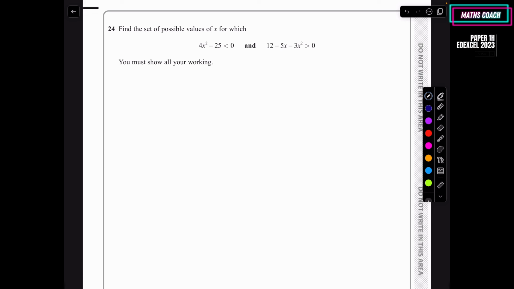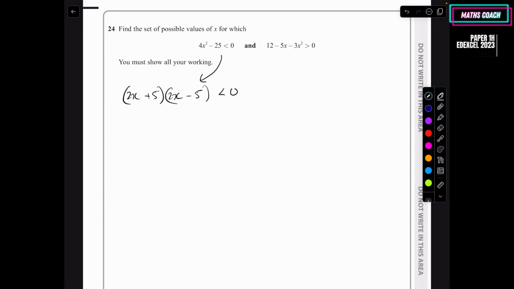Find the set of possible values of x for which we have a quadratic and another quadratic. You must show your working. All right, so we need to look at these individually. Let's look at that one first, factorize that. So it's a difference of 2 squares, you can see that. So it's going to be 2x, 2x, and plus 5 and minus 5.